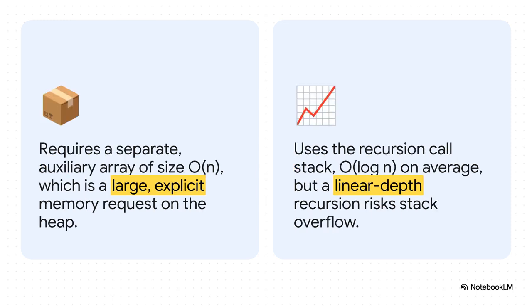Their memory usage is also just fundamentally different. MergeSort goes and asks for a big, separate block of memory for its temporary array. Quicksort, though, it's clever. It uses the program's internal to-do list, what's called the call stack, to keep track of its work. Normally, this is super efficient and small, but in that dreaded worst-case scenario, that to-do list can get so long that it overflows, which can crash your whole program.